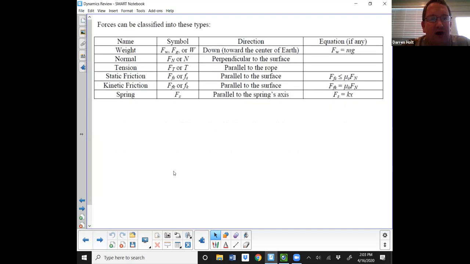So in terms of forces, these are the different forces that we would look at. We have weight, we have a normal force, right? So a support force by a surface. We have tension, a force that's transferred through a cord. We have static friction, we have kinetic friction, and we have a spring force. So those would be the types of forces that we will look at during today's presentation.